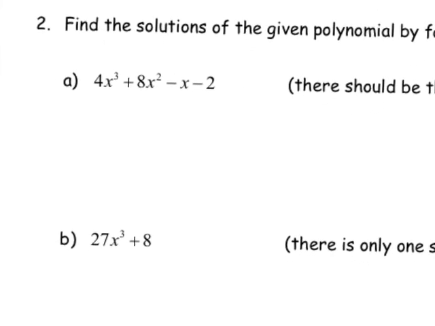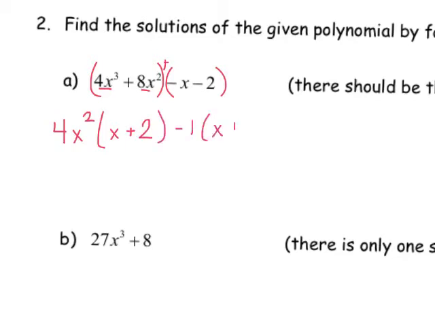All right. When we factor, always start with a GCF. Well, there's not a GCF here. So step 2, this is 1, 2, 3, 4 terms. So we're going to start by grouping. So we have 4x squared, and then x plus 2 minus 1, x plus 2. 4x squared minus 1, x plus 2.